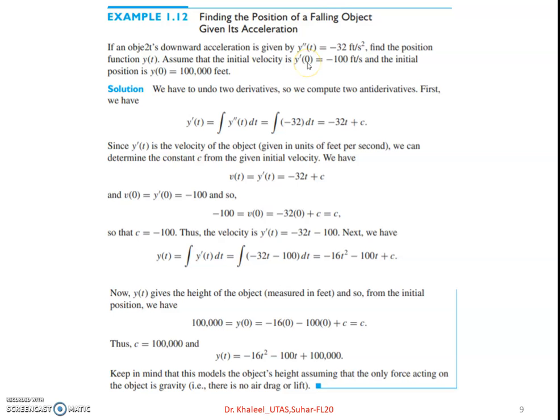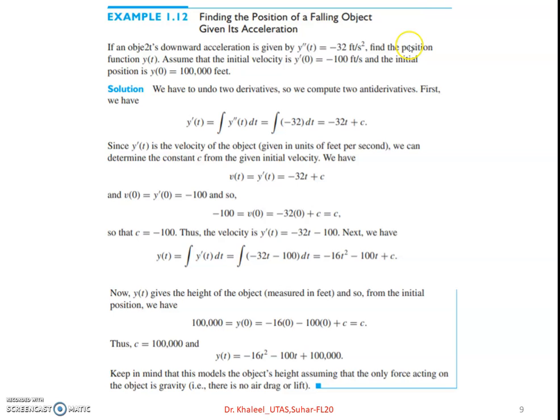So this is t and this is y prime. Note that this is nothing but the velocity itself, so we can write y prime t as v of t. Substitute t equal to 0 and y prime equal to minus 100. Then I get c equal to minus 100. Put it here in the velocity, or y prime t. This is the velocity.